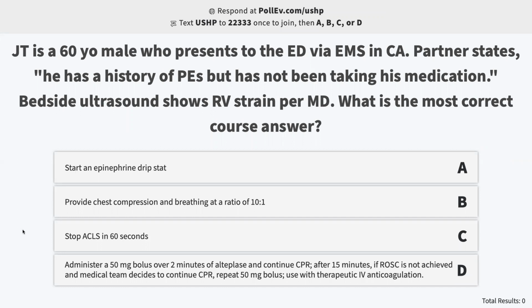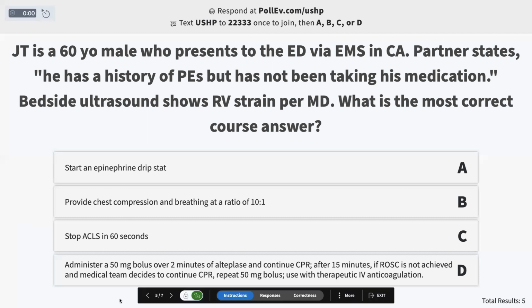Would it be to start an epinephrine drip stat, provide chest compressions and breathing at a ratio of 10:1, stop ACLS in 60 seconds, or D, administer a 50 milligram bolus over 2 minutes of alteplase and continue CPR? After 15 minutes, if ROSC is not achieved and the medical team decides to continue CPR, repeat the 50 milligram bolus and then administer therapeutic IV anticoagulation.